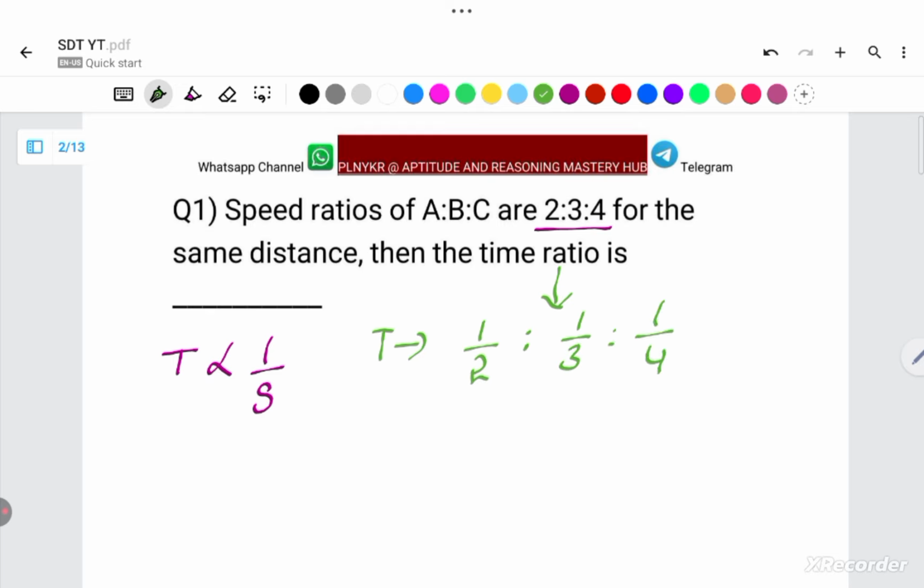How will we convert this fraction ratio to an integer ratio? Simply by multiplying with the LCM of the denominators, which are 2, 3, 4. The LCM is 12.